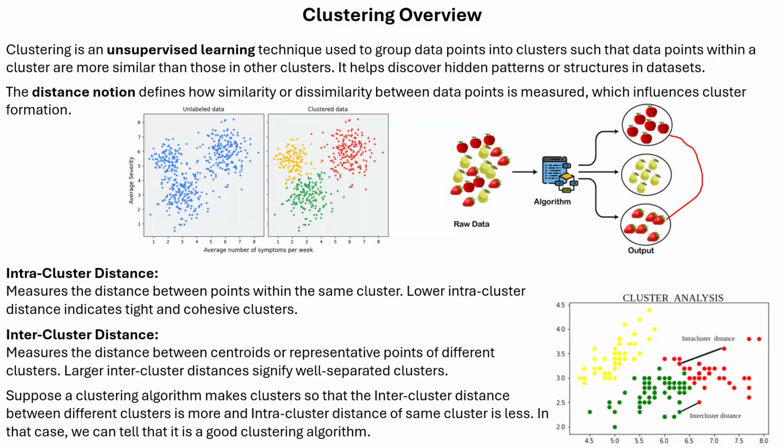Okay, so if you look at this, these are the unlabeled data set that is given to us. You can always expect unlabeled data set only for the clustering algorithms. Okay, so this is an unlabeled data set. So when we pass this data to a clustering algorithm, this is the output that is given to us.